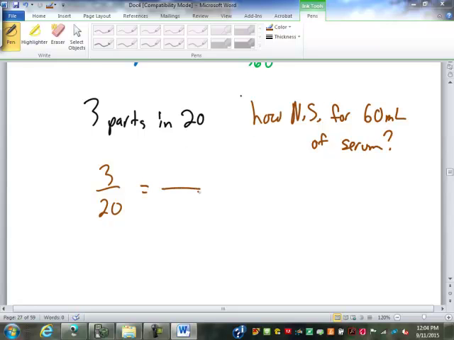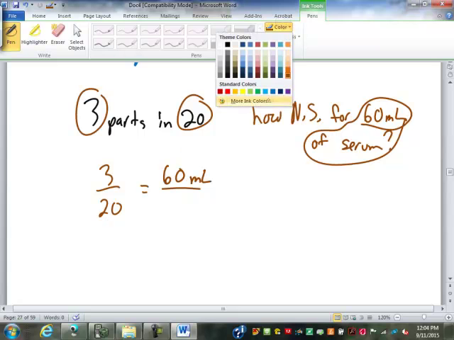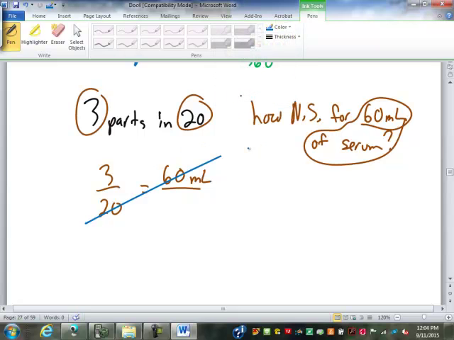Where's the 60 going to go? 60 milliliters of serum. This is 3 parts of serum and 20 parts. So the 3 represents the serum. So 60 milliliters also represents the serum, so it goes on top. Cross multiply 20 times 60. 1,200 divided by 3 is 400.